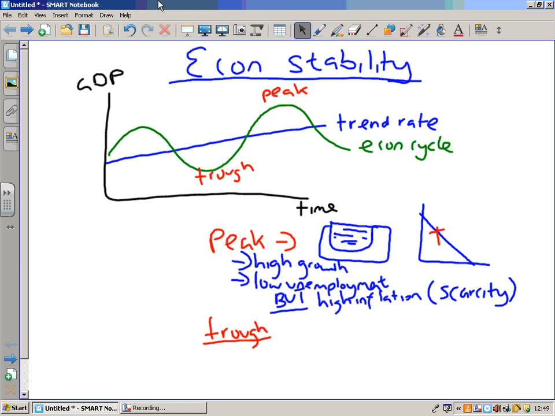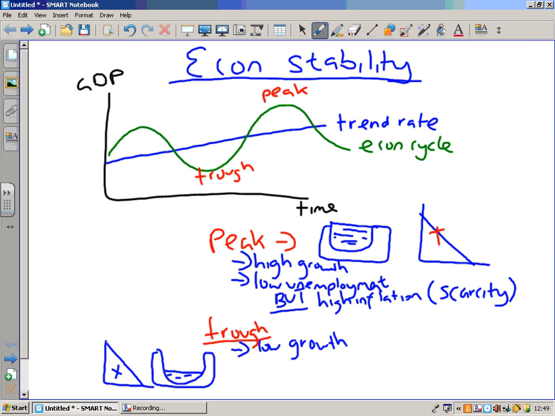Now, when we're in a trough, if I was to draw our bathtub again, this time our bathtub has a very low level of water in it. If I drew a PPB, the economy is operating well away from the production possibility boundary. So this time inflation is very unlikely to happen. The problem we have this time, as we can see by the low water level, is low growth in the economy. Because we've got low growth and low output, we'll have high unemployment. There'll be lots of people looking for work that can't find work.